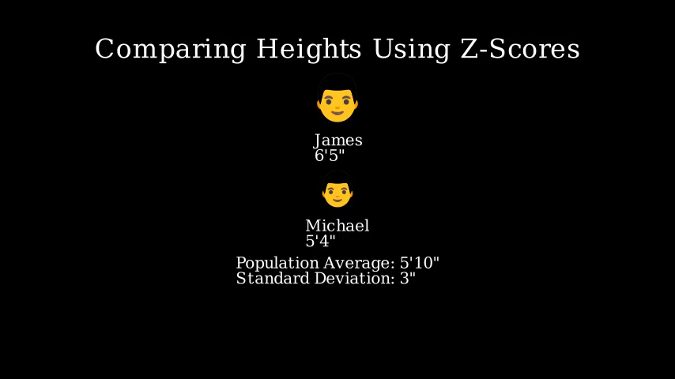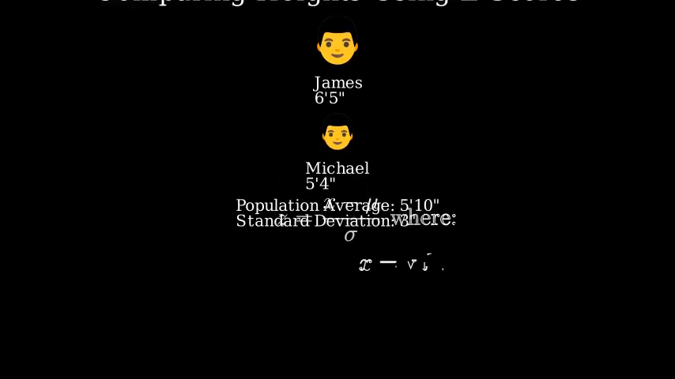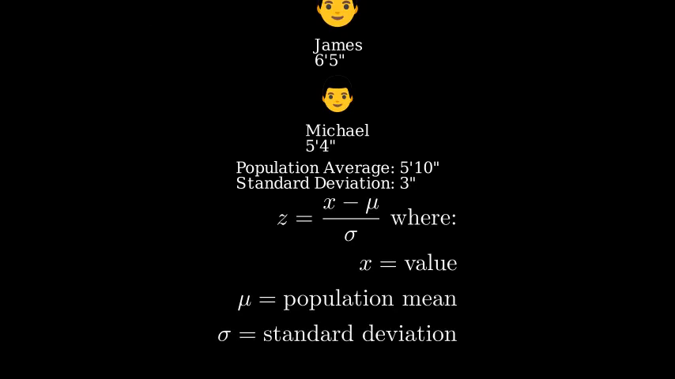To determine which height is more extreme, we need to calculate z-scores for both men. The z-score formula is z equals x minus mu divided by sigma, where x is the value we're measuring, mu is the population mean, and sigma is the standard deviation.